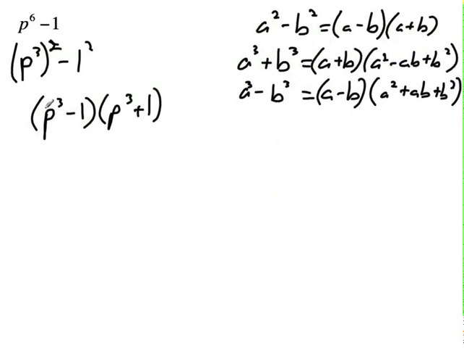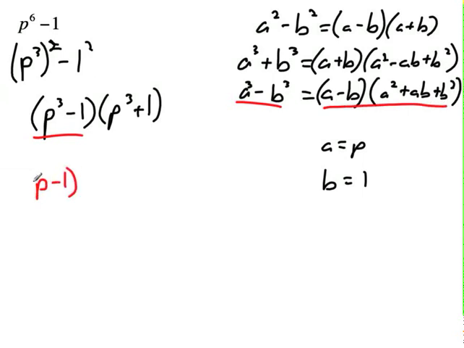So p cubed minus 1, which means a is going to be p, and b is going to be 1 on both of these guys. So p cubed minus 1, so we're going to deal with this guy first. So you end up getting p minus 1, and that came from this. Then we're going to multiply it by a squared plus ab plus b squared. So a squared, which is going to be p squared because a is p, plus 1 times p, which is just p, plus 1, because 1 squared is 1.